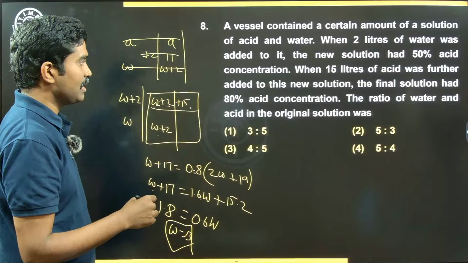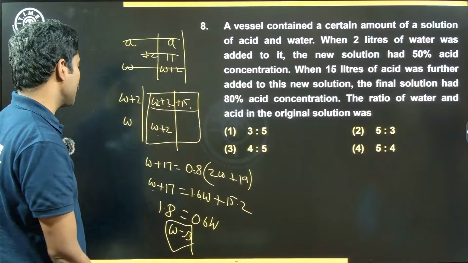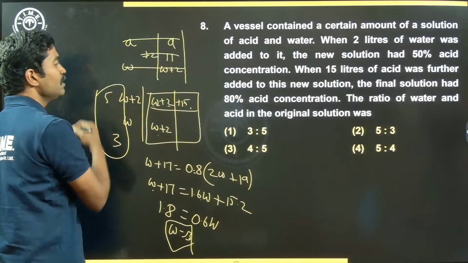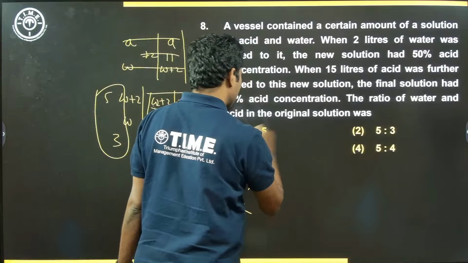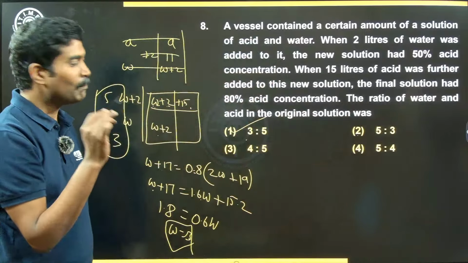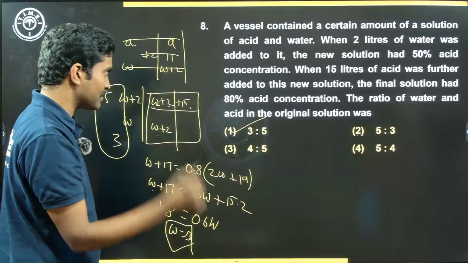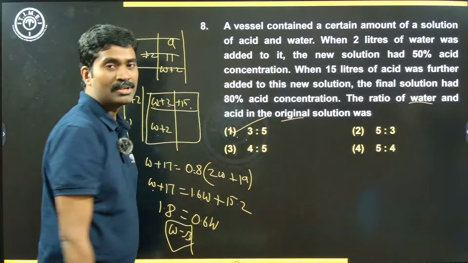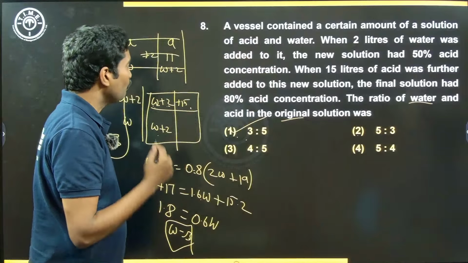What is the question asking? The ratio of water and acid in the original solution. Water was 3, acid was 5. 3:5. Okay, this was a very close one. We narrowly escaped marking 5:3. Please be careful about these mistakes in the exam. Water to acid. So 3:5. Option 1. Moving on.